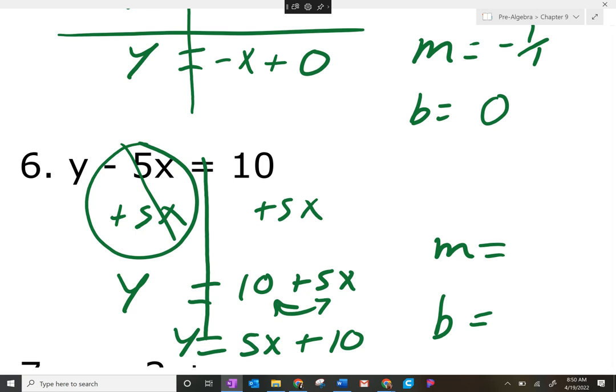Okay. So what's my m value? 5x. 5 over 1. You guys got it. 5 over 1. What's my b value? Not to be confused with my x value.